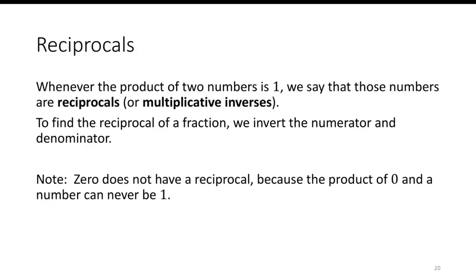Whenever the product of two numbers is 1, we say that those numbers are reciprocals, or multiplicative inverses. To find the reciprocal of a fraction, we basically switch the numerator and denominator. Just a note: 0 does not have a reciprocal because the product of 0 and a number can never be 1. So we will ignore that one.